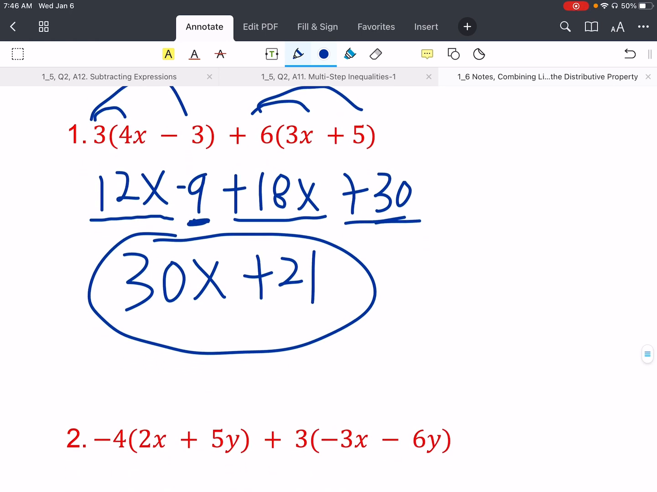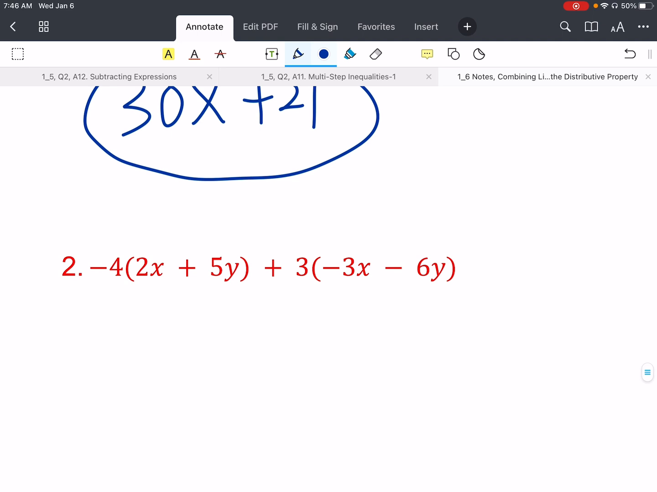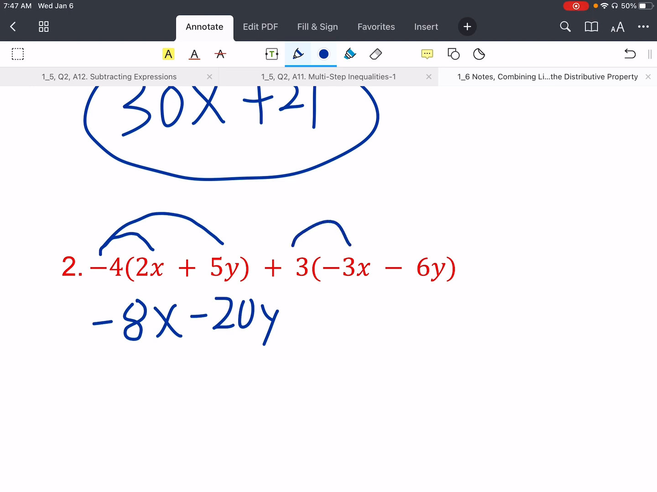Okay, number 2. Throw some negatives at you. Even though we have a negative, it's going to be the same idea. Multiplying negative 4 by everything in the parentheses gives us negative 8x and minus 20y. 3 times negative 3x is a negative 9x. And 3 times negative 6y is a negative 18y.